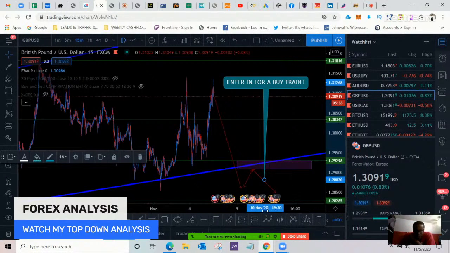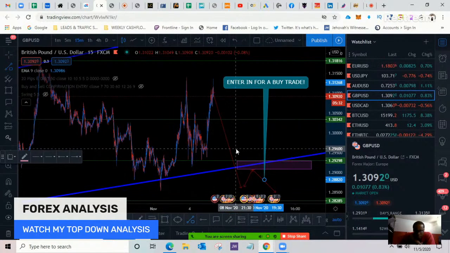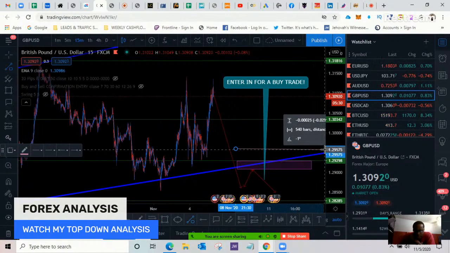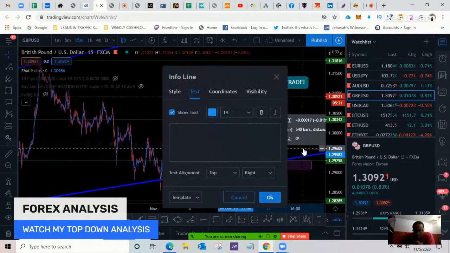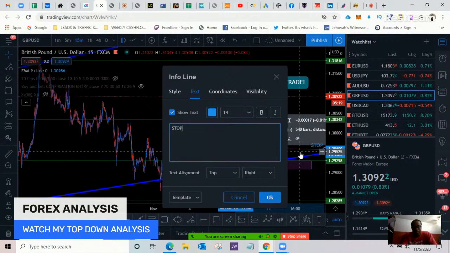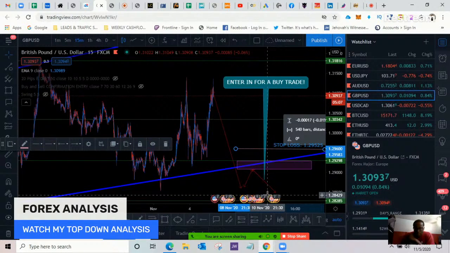Then I'm going to take my info line and draw a line here, and I'm going to label this as a stop loss. So you see with this line, you see what price is, 1.29600 over here. So that's what I'm going to put as my stop loss. Stop loss is going to be 1.29525, and that's what I'm going to put in my stop loss section in my MetaTrader 4.